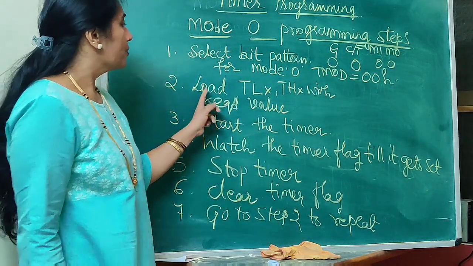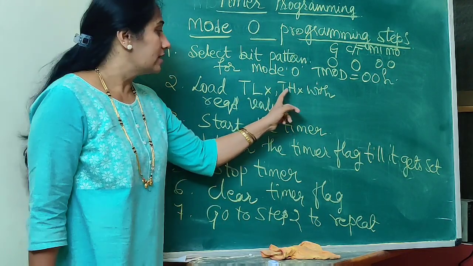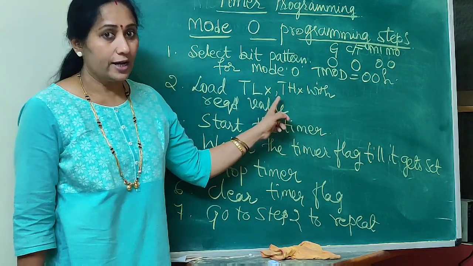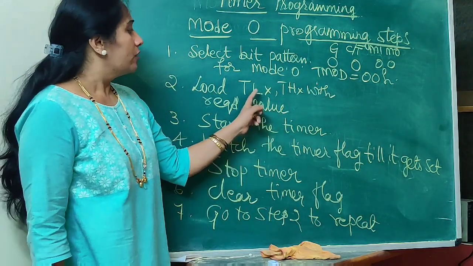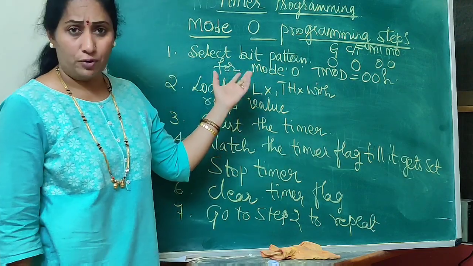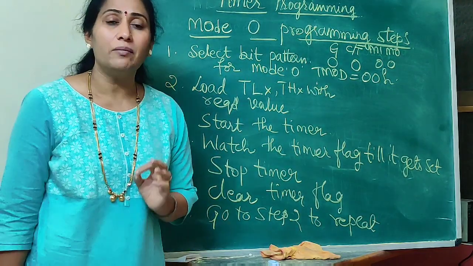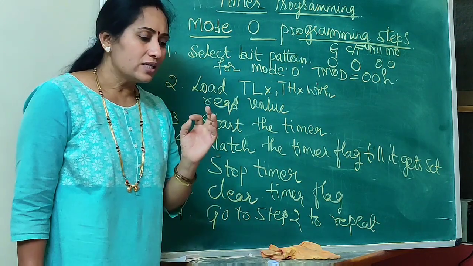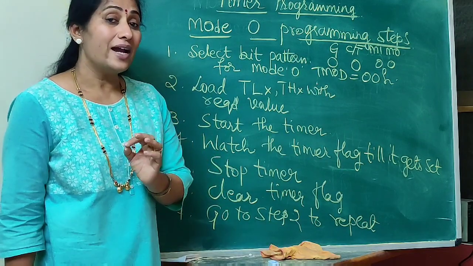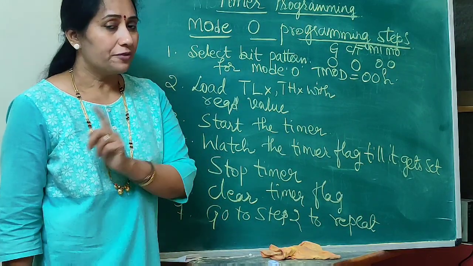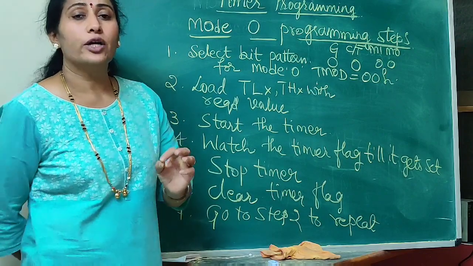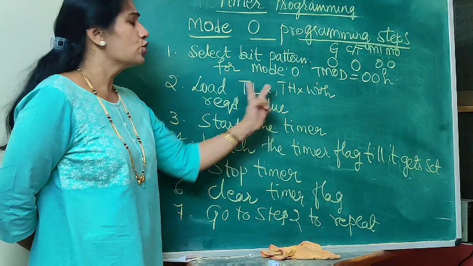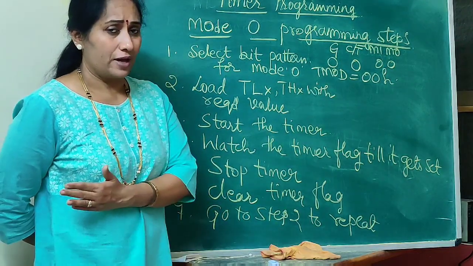Coming to the next one, load TLX, THX. X can take the value either 0 or 1. Load any value. Mode 0, if you remember, is a 13-bit timer. What does it mean? It can start from 0 and it is going to end at 1FFF. The maximum count is going to be 1FFF. So you have to load a value which should be less than 1FFF.